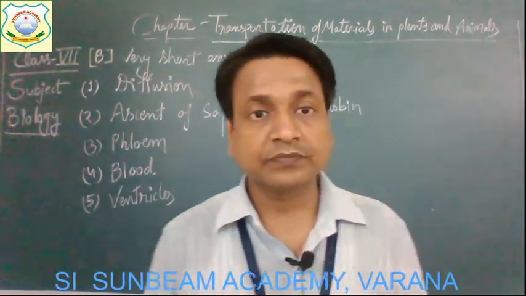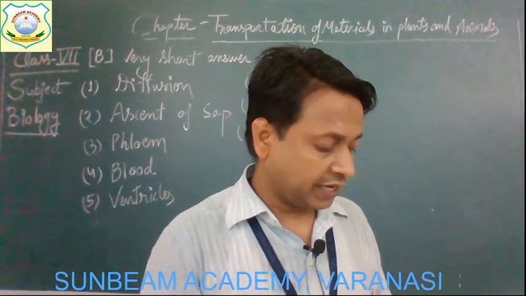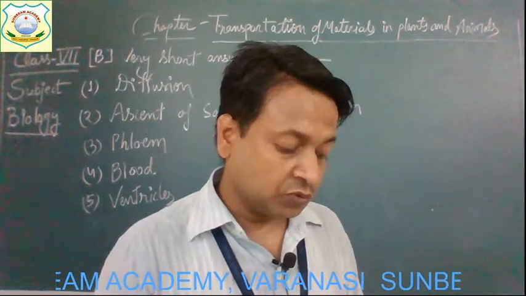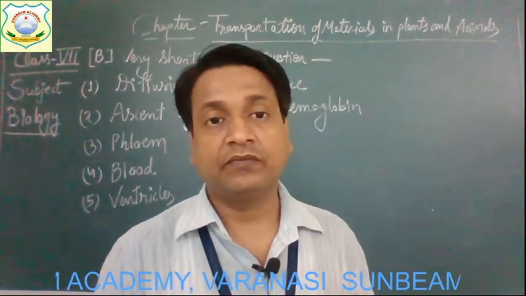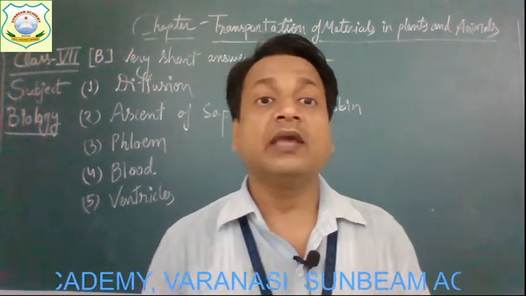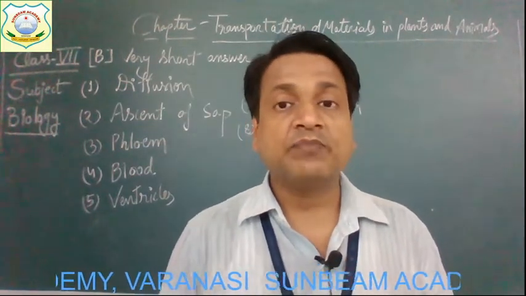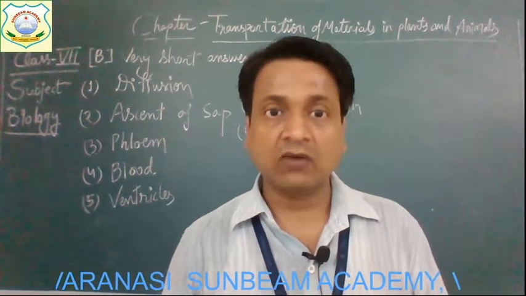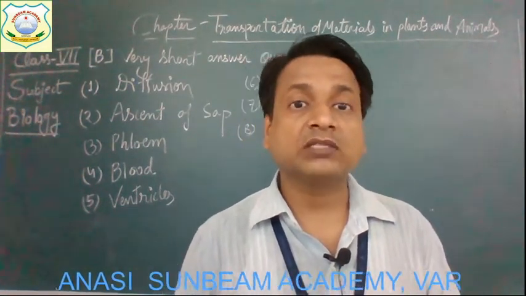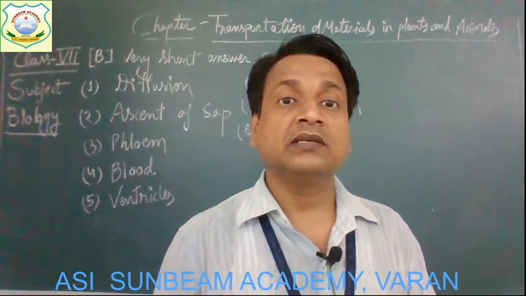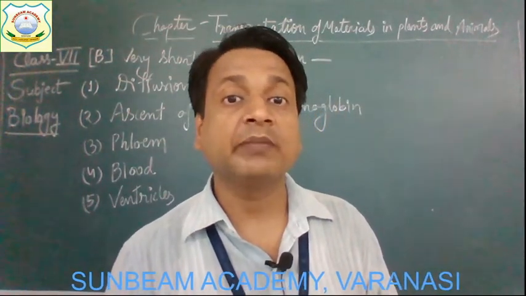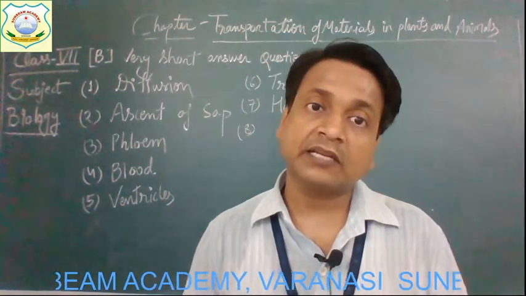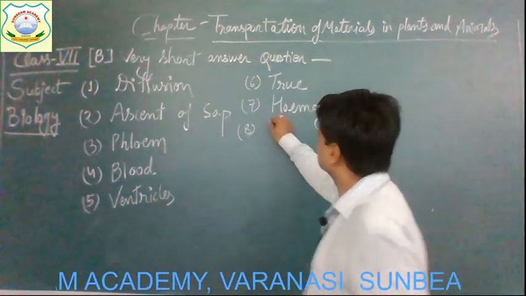Understood children? Now come to question number 8. The color of the red blood cells is due to the pigment. Which pigment? You have to give the name of the pigment because of which red blood cells are red. Just now I told you it is red because of the presence of a protein, and the name of that protein or pigment is hemoglobin. So in question number 8 you have to answer hemoglobin also.